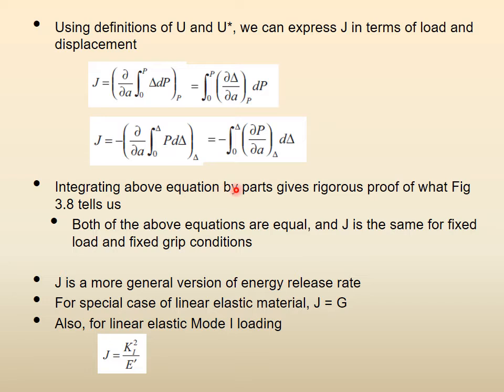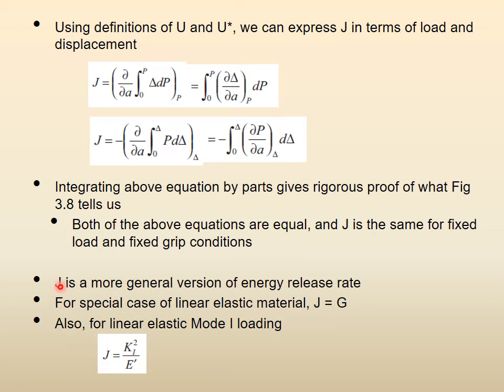So integrating the above equation by parts, because right, we can't do otherwise, gives the rigorous proof of what figure 3.8 tells us, that both of the above equations are equal and that J is the same for fixed load and fixed grip conditions, right? So either we have load control or we have grip conditions, which is delta, displacement control. And if you do the integration by parts of this one or this one, then we will find out that in the end we get the same expression. So for the mathematical background, for us, how the theory was developed, this much is enough.